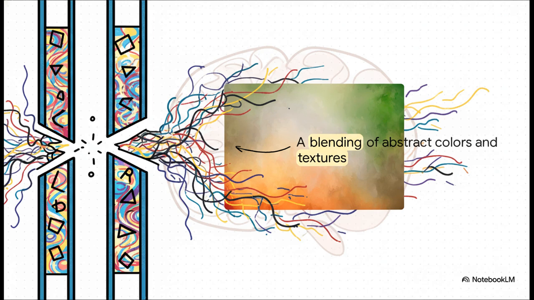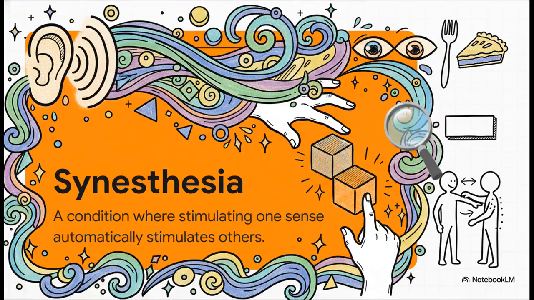But what happens when these strictly separated sensory channels and codes suddenly bleed into one another? Like, what happens when the brain's meticulous filing system beautifully and sometimes chaotically crosswires itself? Well, that brings us to synesthesia. This is a genuinely fascinating neurological condition where the stimulation of one sense automatically and completely involuntarily stimulates several other senses. Instead of your sensory channels working in neat isolation, they trigger these massive domino effects.